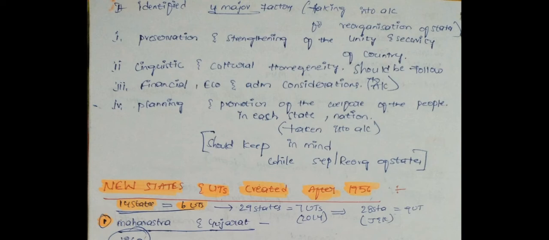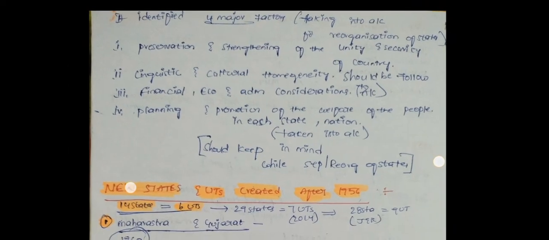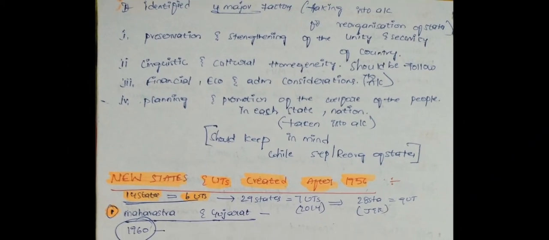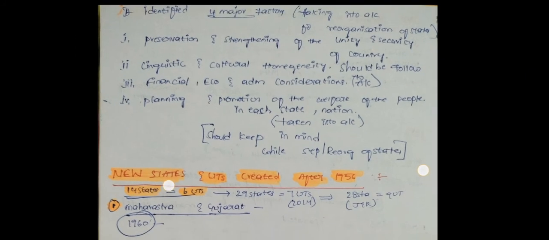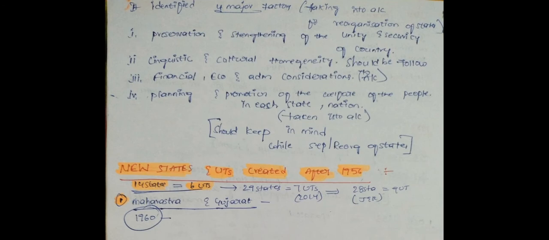One is preservation and strengthening of the unity and security of the country. Linguistic and cultural homogeneity should be followed, and financial, economic and administrative considerations should be taken into account while reorganizing the states on the basis of linguistic character. And planning and promotion of the welfare of the people in each and every state, and at the national level also. According to the Fazal Ali Commission, these four factors should be kept in mind while separating or reorganizing the states.